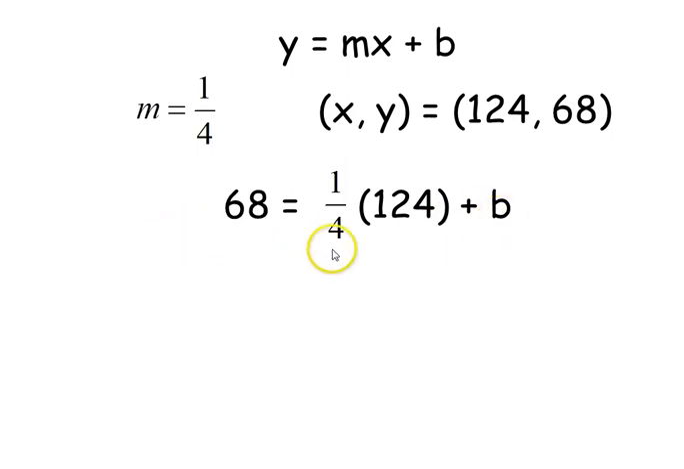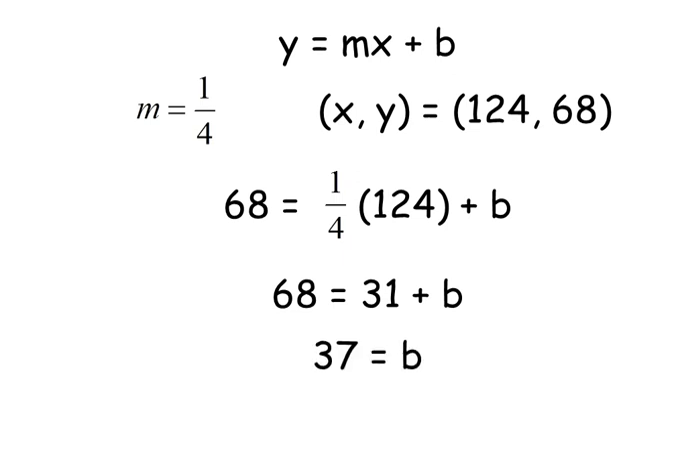So when we look at this equation, we have 1/4 times 124, or 124 divided by 4. And that simplifies to 31. Where does 31 come from? 31 is 1/4 times 124, or 124 divided by 4. So now we have 68 equals 31 plus b. Now we are going to solve for b by subtracting 31 on each side, and we get b is 37.